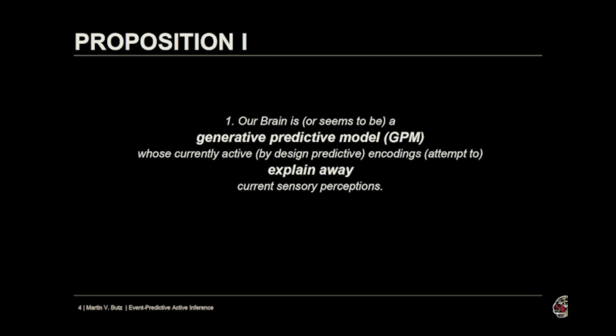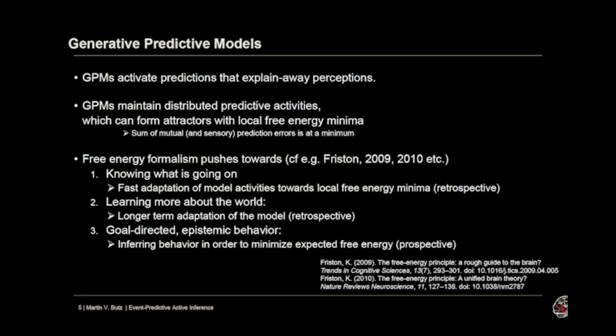That's what's often used, is explaining away the causes of the sensory perceptions, essentially inferring the causes behind the sensory perceptions. That's the predictive coding jargon that you see in the free energy world a lot. And this is where we come from. We essentially characterize a generative predictive model a little bit more concretely on this slide, with those active predictions that explain away perceptions. The generative predictive models essentially maintain distributed predictive activities, that is our neural activities in our brain, which form kind of attractors with local free energy minima.